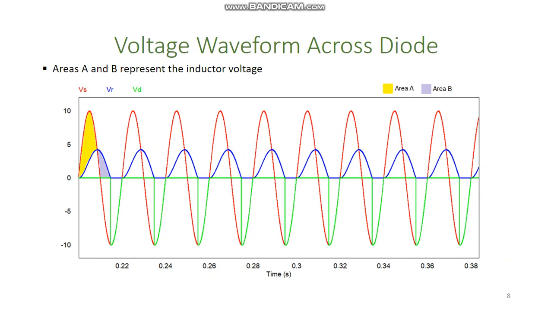Consider that this area denoted by this yellow color is area A, and this one with purple color is area B. Vs is the supply voltage, Vr is the voltage across the resistor, and Vd is the voltage across the diode D, in the case when there was no freewheeling diode.